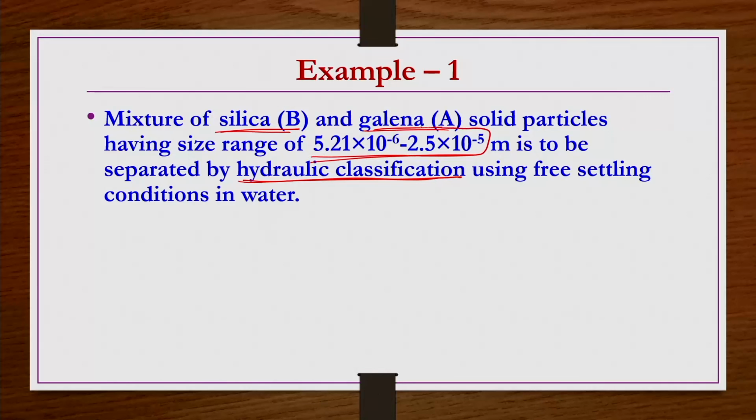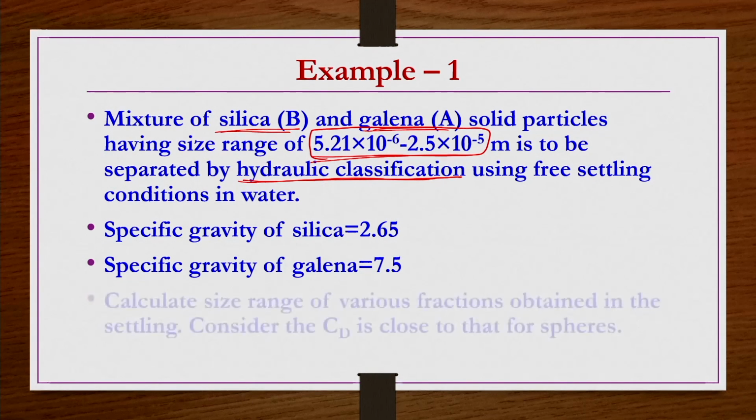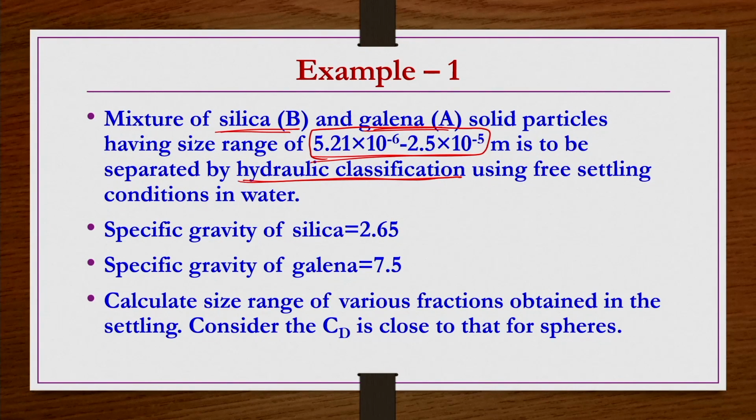This range of particles is there for both of the particles. Both types of particles are in this range; it is not for any one kind. Specific gravity of silica is given, specific gravity of galena is given. Calculate the size range of various fractions obtained in the settling. Consider the CD is close to that of spheres.